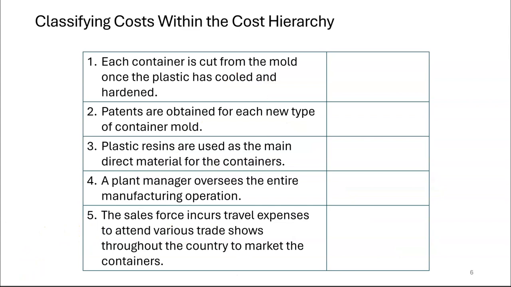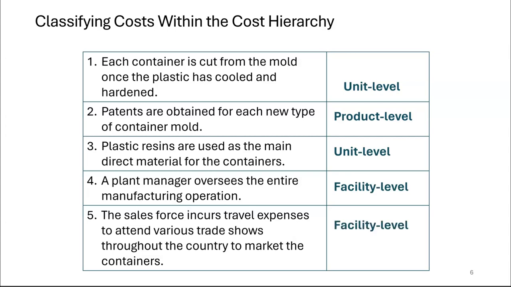Now let's look at some examples. So, how would we classify them using the cost hierarchy? The first is, what would we categorize? Each container is cut from the mold once the plastic has cooled and hardened. That would be a unit level cost driver. Patents are obtained for each new type of container mold. That would be product level. Plastic resins are used as the main direct material for the containers. That would be unit level. A plant manager oversees the entire operation. That would be facility level. And the sales force incurs travel expenses. That would be facility level.